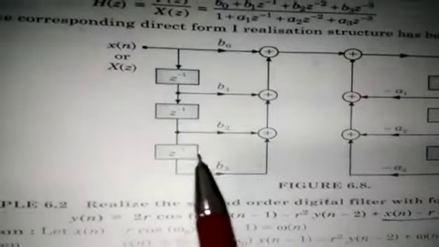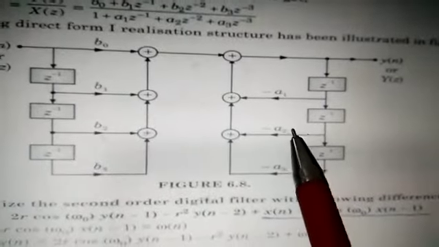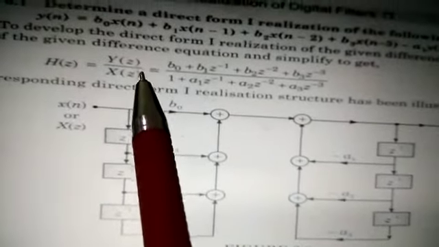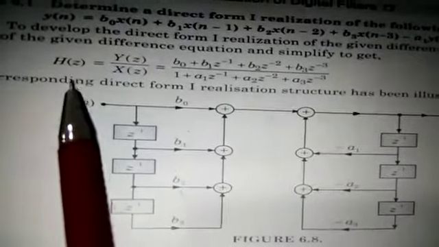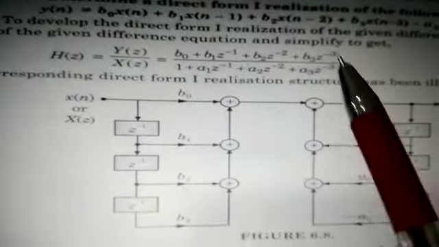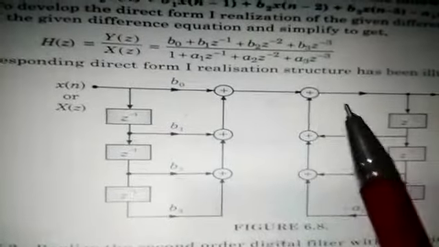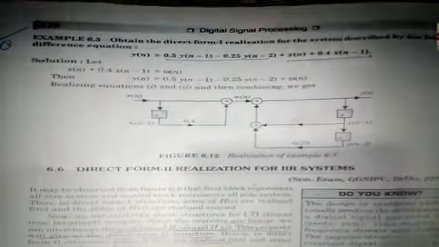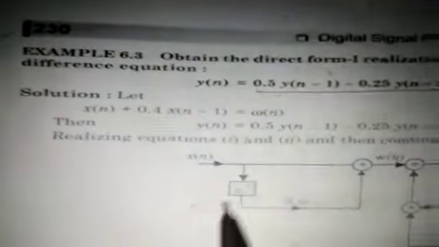In direct form 1 we have seen that the left side represents the all-zero system and this side represents the all-pole system. This transfer function H of z is equal to Y of z upon X of z, with the numerator on the left side and the denominator on the right side, zeros and poles. Now we will go for the numerical of direct form 2. Before that we will see one more, a very small numerical.